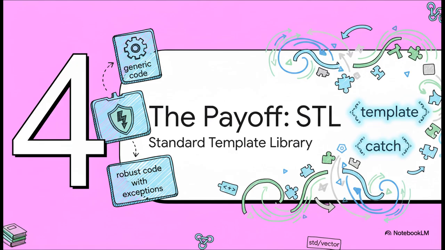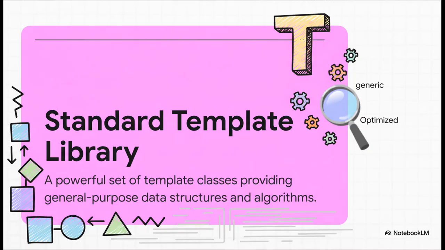Okay, so let's recap. We've got reusable code thanks to templates. We've got safe, robust code thanks to exceptions. Now, when you put these 2 amazing ideas together, man, that's where the magic really happens. You unlock the Standard Template Library, or the STL. This thing is a game changer. It's this huge, professionally built, super optimized library of tools that comes built right into C++. And it uses templates to give us all these generic, ready-to-use data structures and algorithms right out of the box.